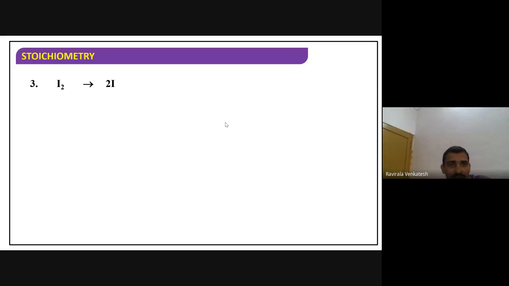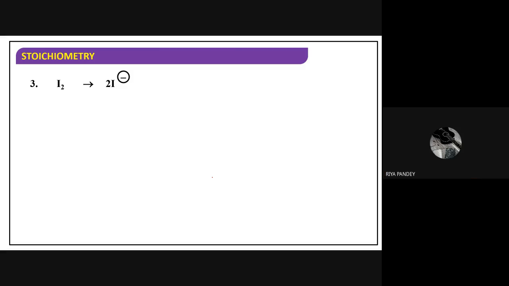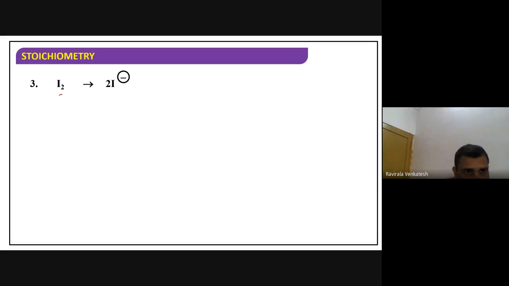Third example: I2 converting into I minus. Now, which reaction can you say it is? Anybody? Reduction. Very good, beta. Here I2 molecule has zero oxidation state, a neutral molecule, 0. Now here, what is the charge, beta? -1. One iodine is -1. There are 2, multiply, you will get -2. Now 0 converting into -2.